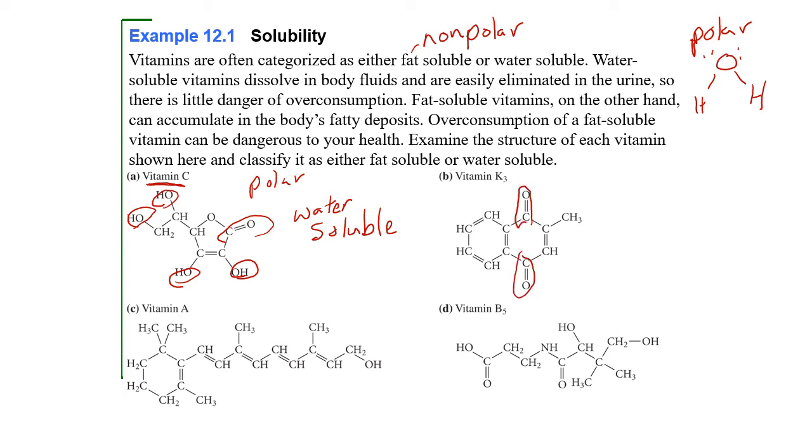If we look at vitamin K, we do have a couple of polar groups. The carbon bonds and the carbon-hydrogen bonds are nonpolar. We have a couple of polar groups, but they are opposing each other. Because they're opposing each other, this makes it more overall nonpolar. So in general, over the whole molecule, it's more nonpolar, and this would be a fat-soluble vitamin.